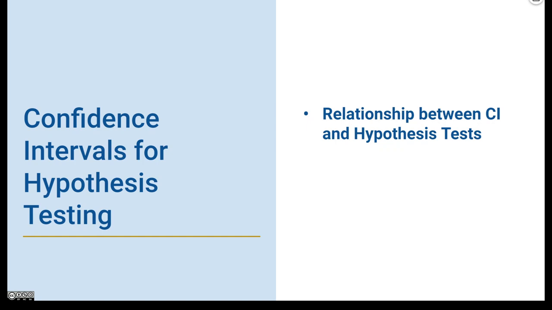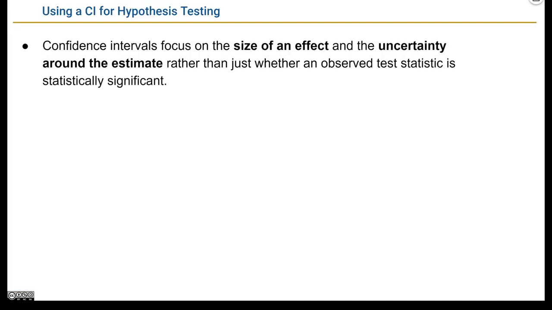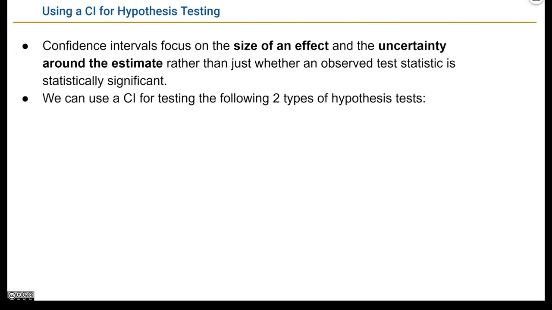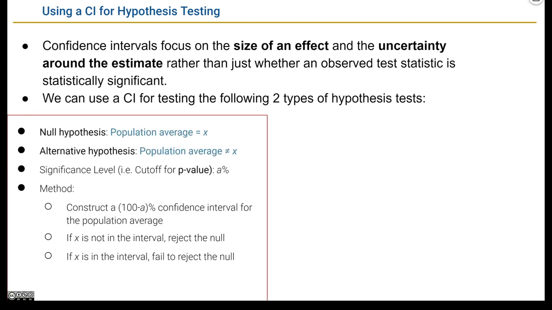Now we're going to talk about a relationship between some confidence intervals and certain hypothesis tests. Confidence intervals give us more information than just a hypothesis test because they focus on the size of an effect and the uncertainty around the estimate, rather than just the size and whether an observed test statistic is significant. It turns out we can use confidence intervals for testing the following two types of hypothesis tests, thanks directly to the central limit theorem.